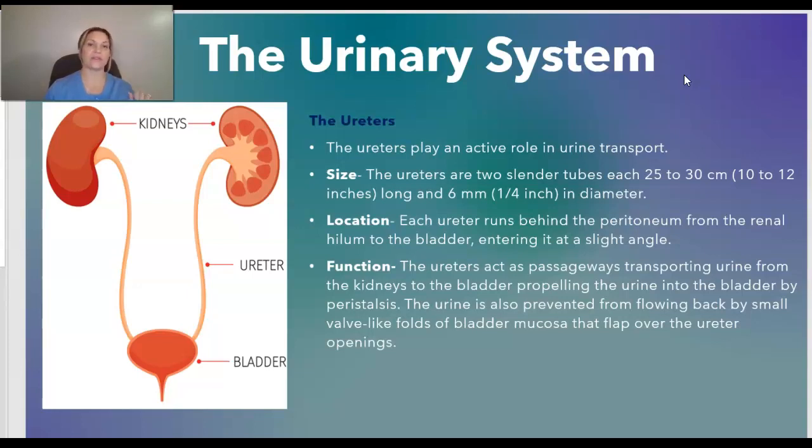We talked a lot about peristalsis in our last lesson and our gastro lesson, so we should know what that is by now. But the urine is also prevented from flowing back by small valve-like folds of the bladder mucosa that flap over the ureter openings, right about here.